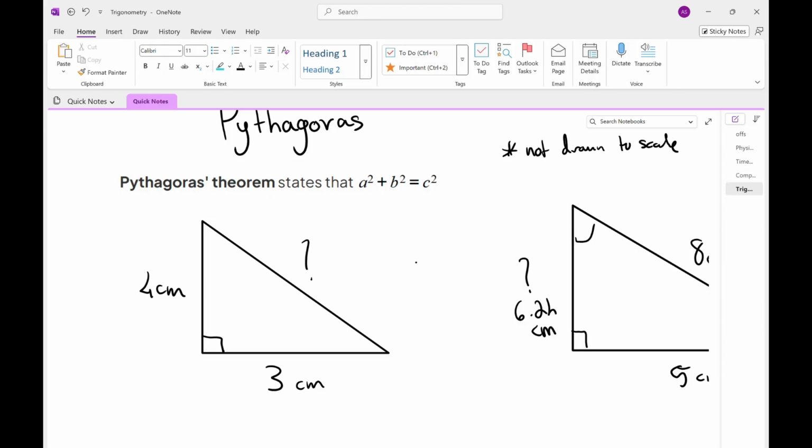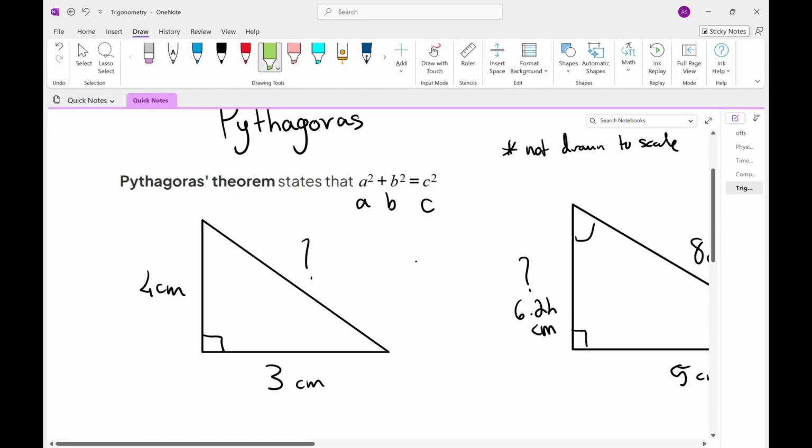What we need, especially in Pythagoras, is to know our different letters A, B, and C. Now what we really need to know is C, because C is the hypotenuse. The hypotenuse is the longest length in this right angle triangle. You can normally see on a triangle which length it is. It would be this in this case.